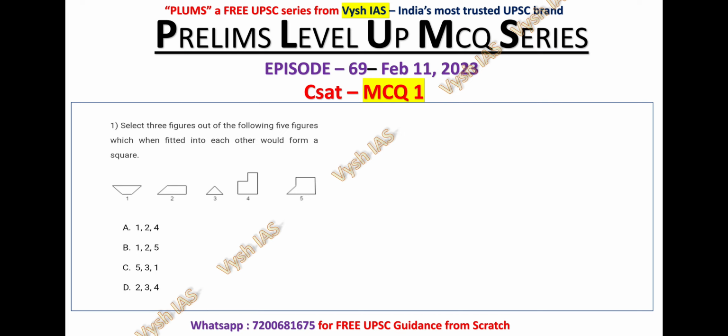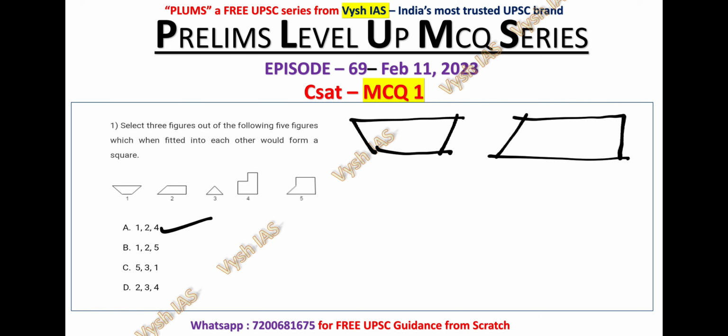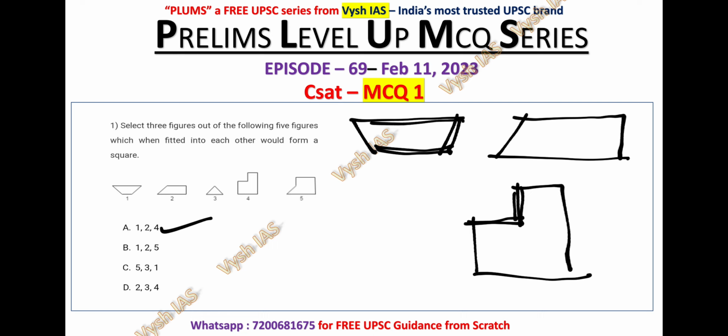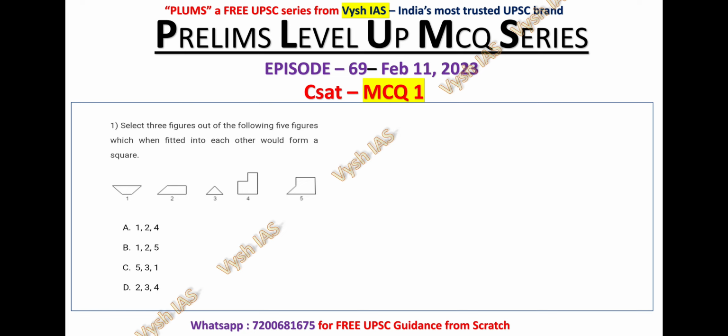If you take the first option, the first option is 1, 2 and 4. The first diagram is like this, the second diagram is like this, and 4 is like this. For the 4th diagram, there is nowhere a slanted line. If the slanted line is not present, these 2 figures cannot be combined with the 4th one. So the first one won't be the answer. Let's check the second option.